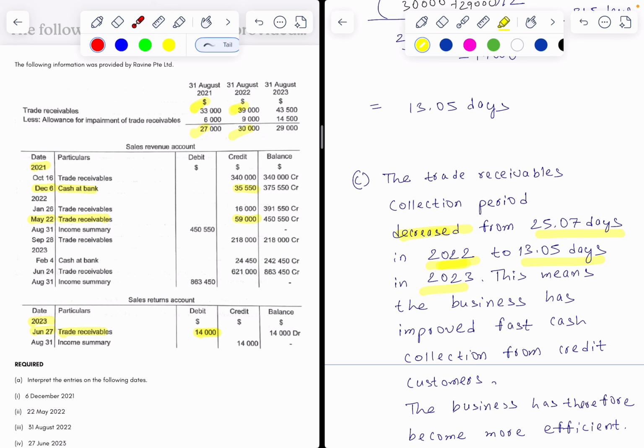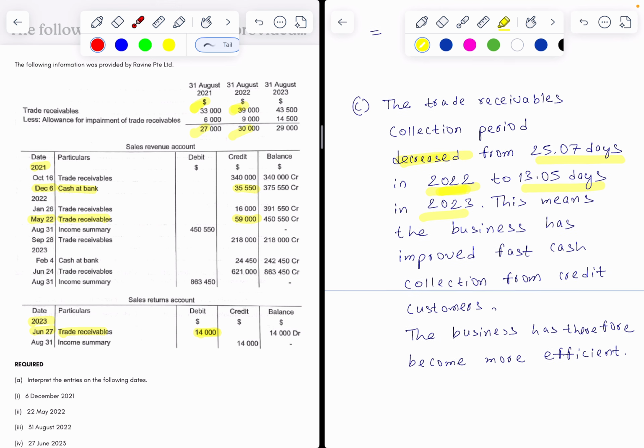And is it a good thing, though, the fact that it has decreased? Of course, because as a business, we are now more efficient and have increased the speed of collecting our cash from our credit customers. So what happens is that when you're running your own business, you're able to have more cash on hand to invest in your working capital and your operations and help you thrive and also make more money. Therefore, the fact that the collection period has decreased is a good thing for the business because we have increased our efficiency by speeding up our cash collection. That is exactly what you write as part of your evaluation.